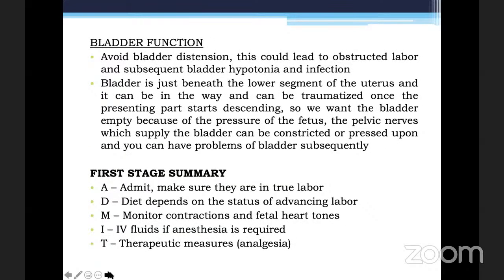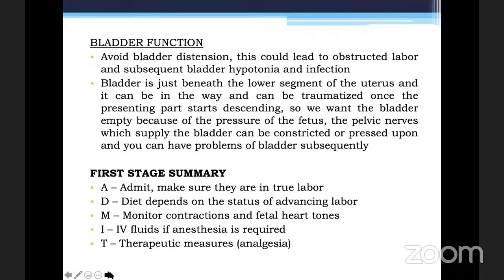Bladder function: avoid bladder distension. This could lead to obstructed labor and subsequent bladder hypotonia and infection. The bladder is just beneath the lower segment of the uterus and can be traumatized once the presenting part starts descending. So we want the bladder empty because of the pressure of the fetus. The pelvic nerves which supply the bladder can be pressed upon and you can have problems of bladder function subsequently.